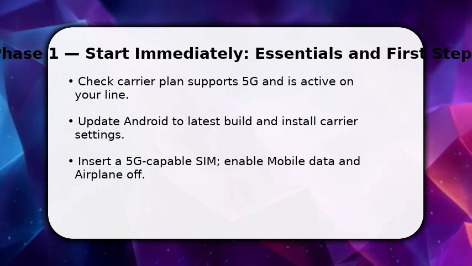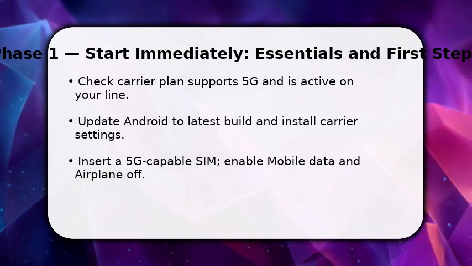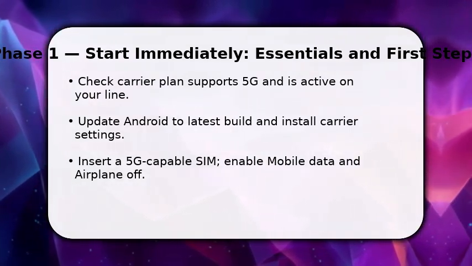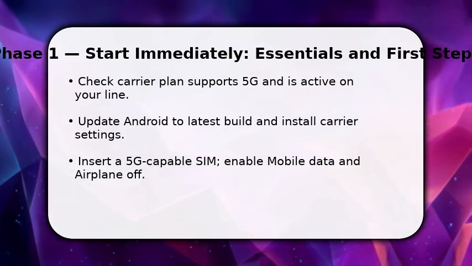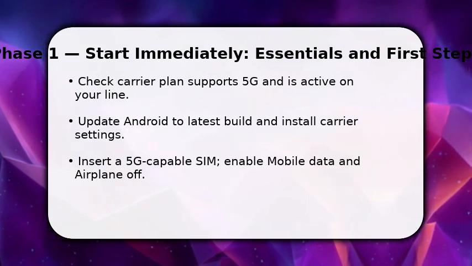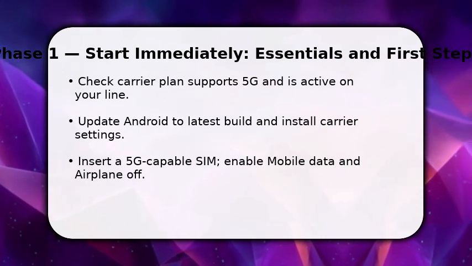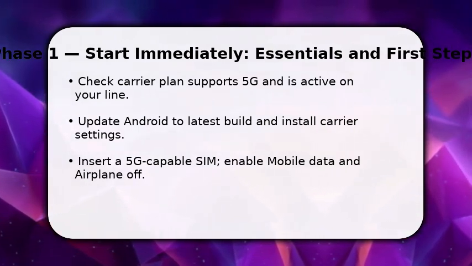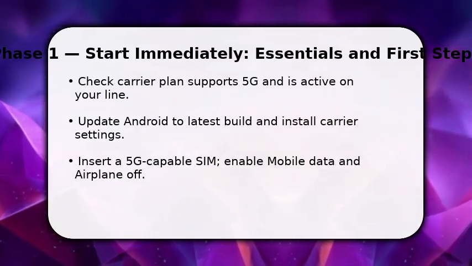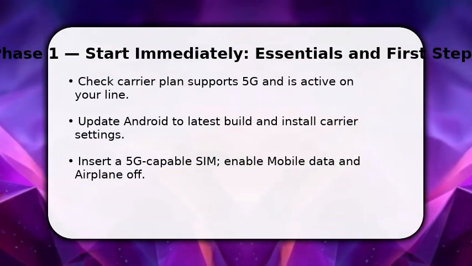You're going to start by confirming essentials. Make sure your carrier plan includes 5G and your SIM is 5G capable. Once done, open Settings and update Android and carrier settings so the radio supports new bands. This avoids connection issues. Next, turn on mobile data and ensure airplane mode is off. Those are quick checks that let the phone search for 5G cells immediately. Finally, restart the device so the modem reloads carrier profiles and can register on 5G towers.